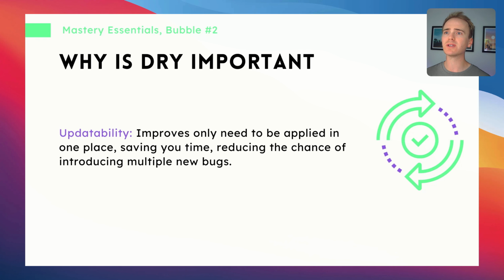Updatability improves only. Got a typo there. Improvements only need to be applied in one place, saving you time, reducing the chance of introducing multiple bugs. So once more, imagine you've got 3 separate workflows, but they're all identical or nearly identical, and then you discover that something's changed. Bubble's done an update, or a third-party API you're working with, you need to swap in a different provider. Then updatability means that you only need to update it in one place.